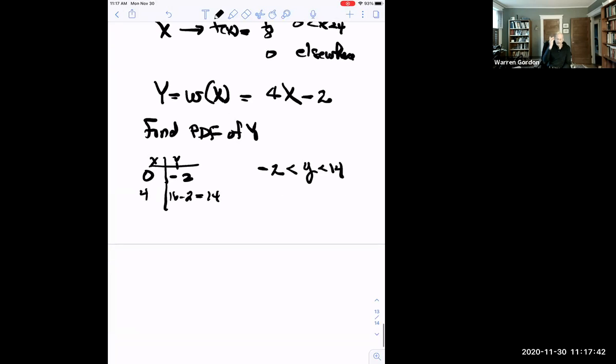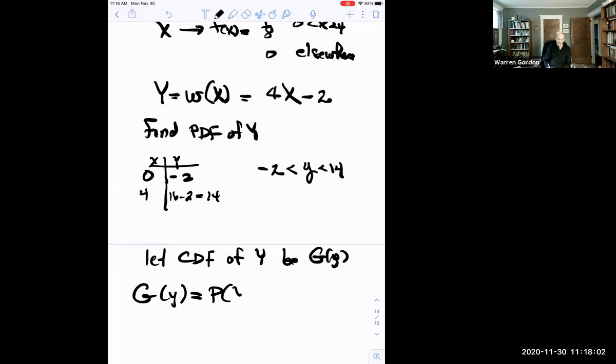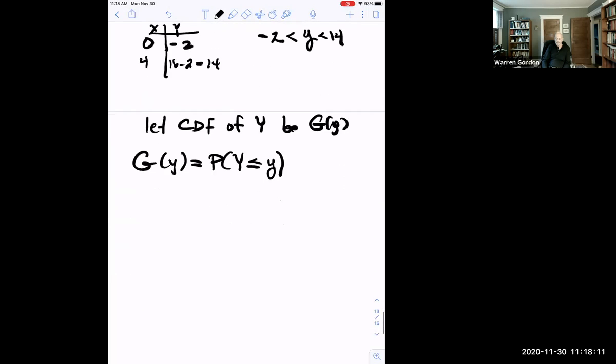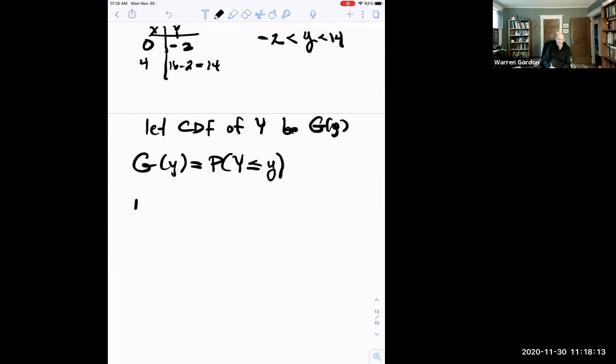So here's how we can find it. Let the CDF of y be g of y. So g of y, by definition, is the probability that y is less than or equal to little y. That's how we're going to do it. We're going to work with the CDF. By the way, before I do anything else, I need a reminder.